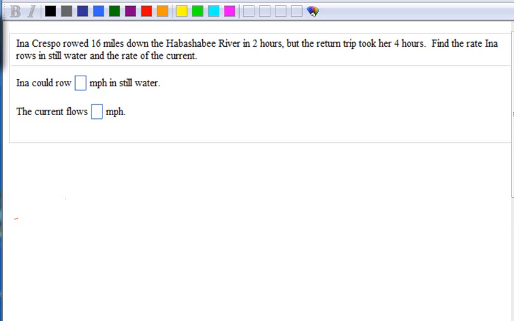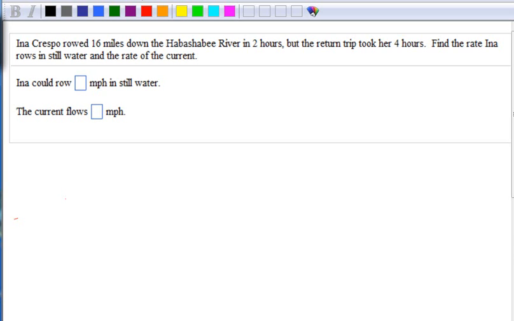In this video, I'm going to show you how to work a word problem that has a rate of the current in it as a question. Inya rode 16 miles down a river in 2 hours, but the return trip took her 4 hours. Find the rate that Inya rowed in still water and the rate of the current.